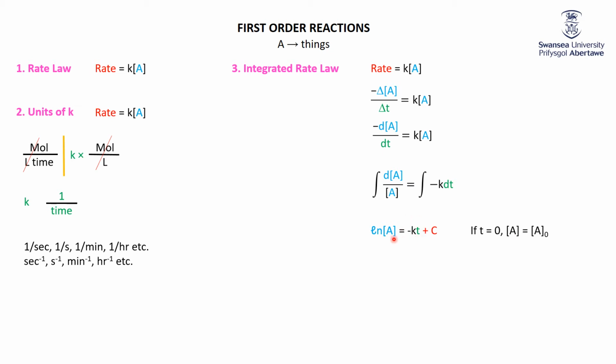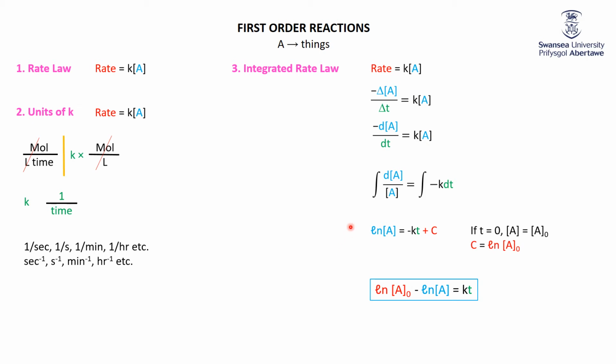That means this whole thing's 0. The concentration of A is [A]0, so this is ln of the concentration of A. So c is simply ln[A]0. So we'll put that in and rearrange it a little bit. We put in ln[A]0, take the minus kt over to the other side, bring the ln[A] over to the ln[A]0 side, and we get this first order integrated rate law.